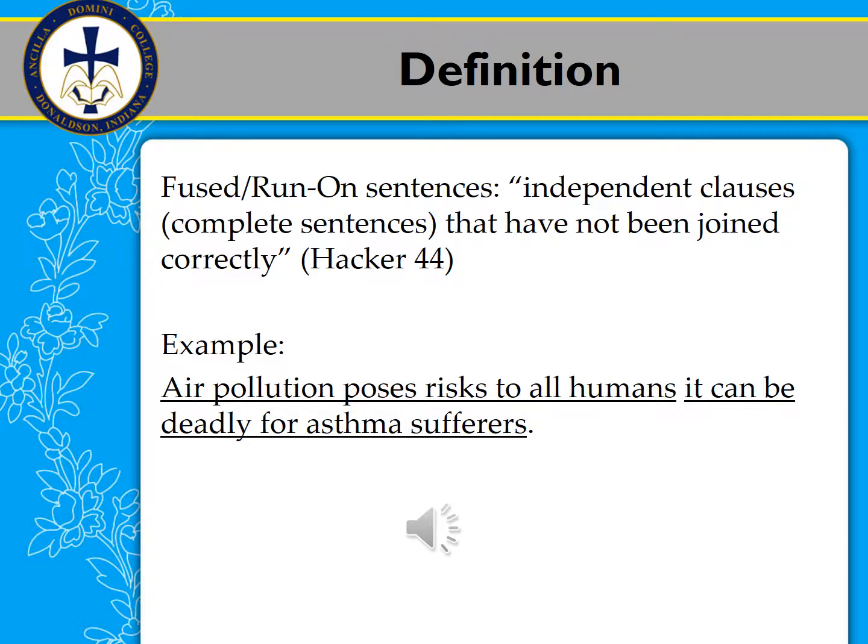And you can see our example here. Air pollution poses risk to all humans. It can be deadly for asthma sufferers. You'll notice I didn't pause or stop in between humans and it, but I broke up the underline there just so you could see where the two separate ones are. If you're following along in your book, you'll see that they actually identify the two separate independent clauses here, so look at that if you're not sure. They're joined together with no separation between the two of them, but it's not correct. They're run on together. They're fused together.